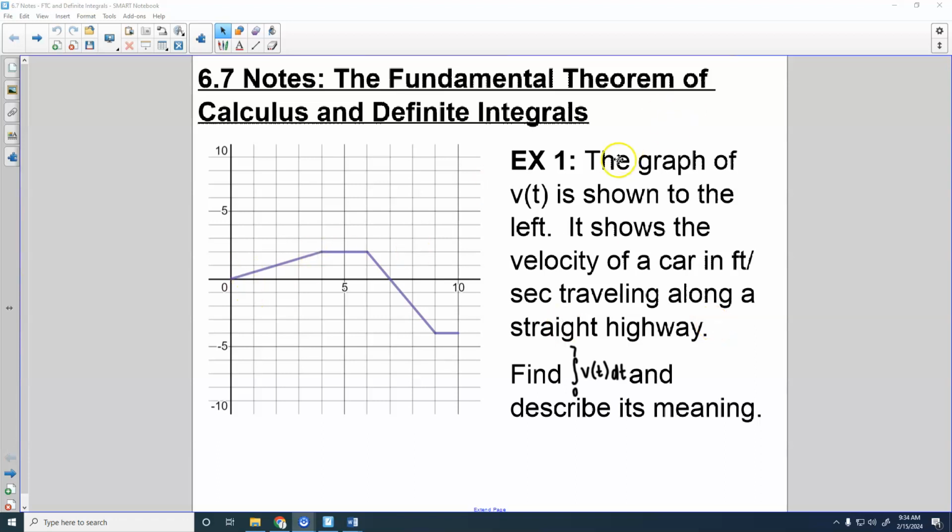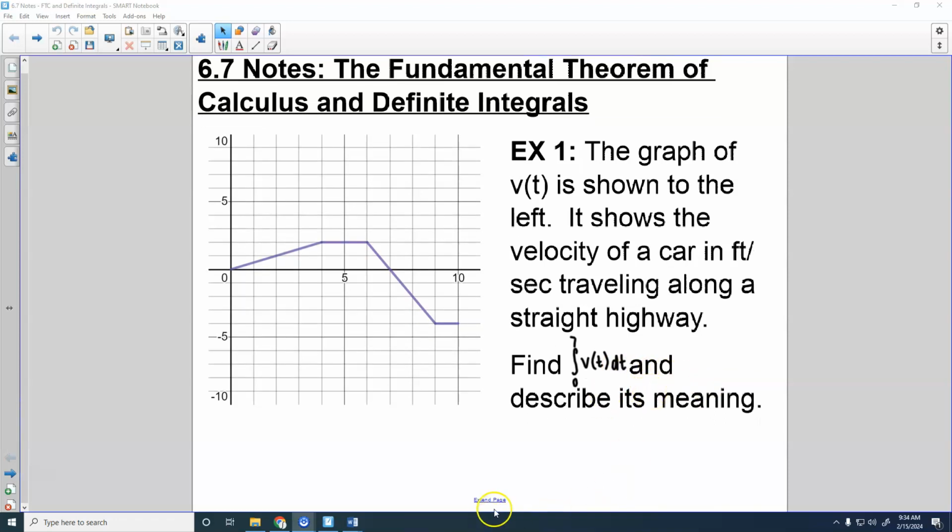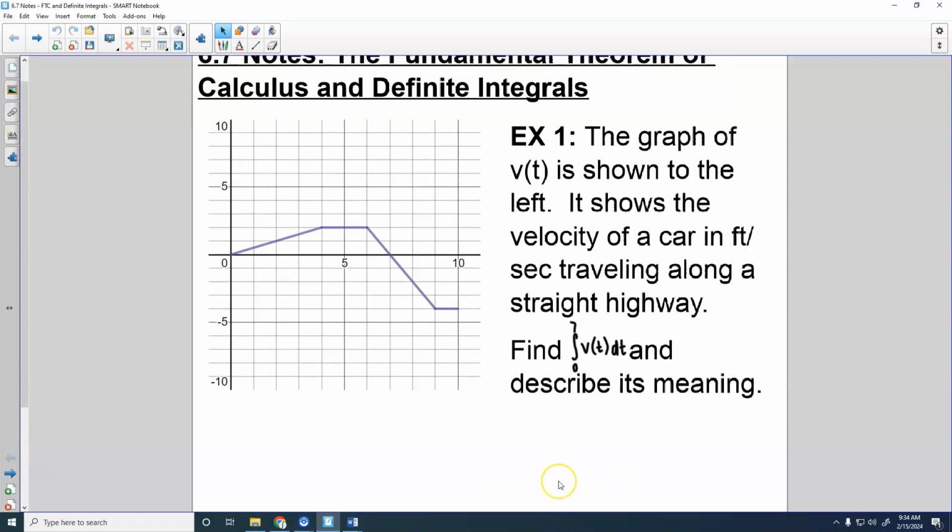So, this graph shows the velocity of a car. Find the integral from 0 to 7 of v of t dt and describe its meaning. Okay, so this is velocity here. Integral from 0 to 7 is going to be the area underneath the curve here. That is a trapezoid. That's probably how I would do it, but you could do two triangles and a rectangle there in the middle if you want.